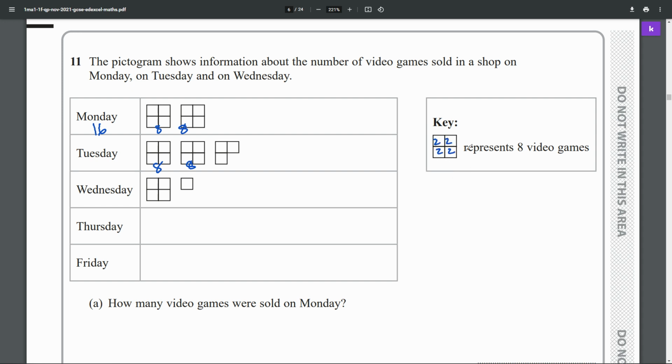2, right? Because 2 plus 2 plus 2 is 8, which means that this is going to be 2, 2, 2, which means we got 16, 17, 18, 19, 20, 21, 22. Then we got 8 and 2, so we got 10. Nothing here and nothing here. How many video games were sold on Monday, it says? And the answer is 16.